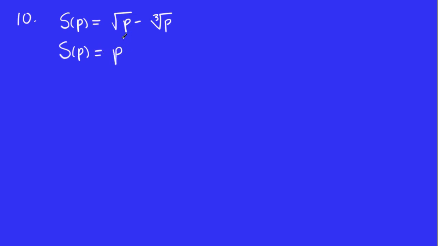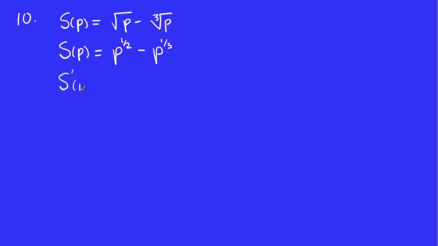Let's say question 10 here. Let's get even weirder with our letters. S of p equals root p minus cube root p. All right, so we've memorized the derivative of root p, haven't we? It's 1 over 2 root p. How about we not even use that? Let's just do this from scratch. Root p is p to the half, right? And cube root p is p to the 1/3.